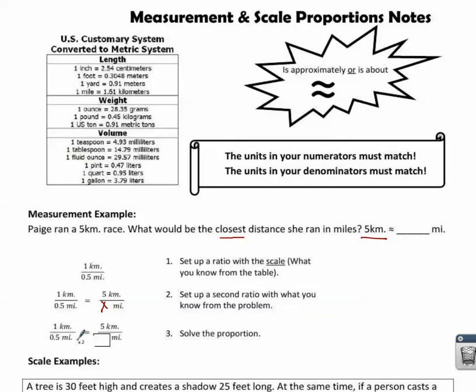So when I do my butterfly method, I'm going to get x, or 1x, equals 5 times 0.5, which is going to be 2.5. So that means for every 5 kilometers, it's going to be approximately 2.5 miles.